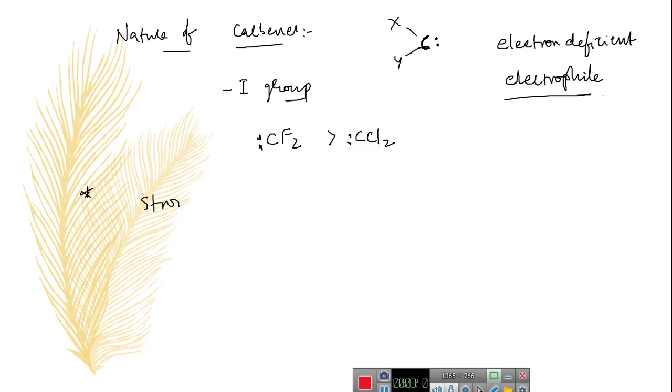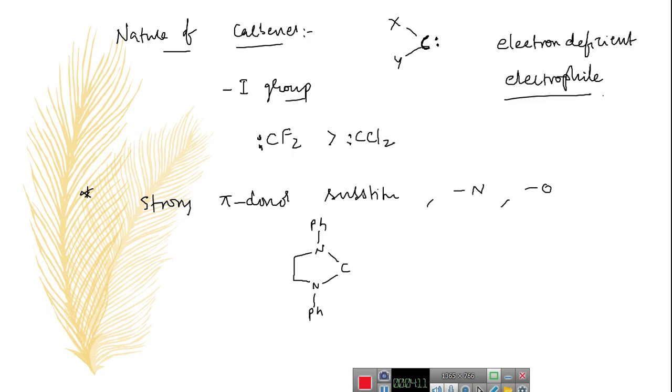In another case, the presence of strong pi donor substituents, for example amino groups like nitrogens or donors like oxygens, what happens to the carbene? For example, let us take the N-heterocyclic carbene. If you observe carefully, this carbon is divalent with 6 electrons and still has a vacant orbital. Due to the adjacent donor atom, the donation of the nitrogen electrons towards the empty p orbital of the carbene makes this carbon nucleophilic.